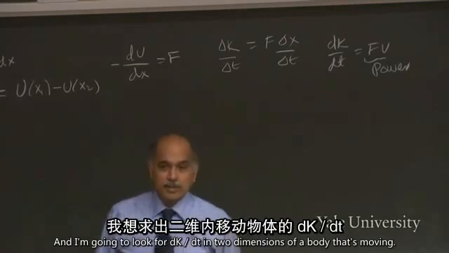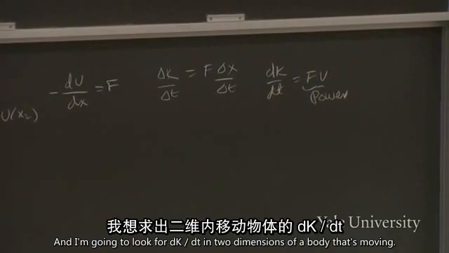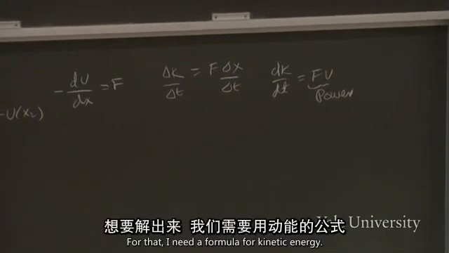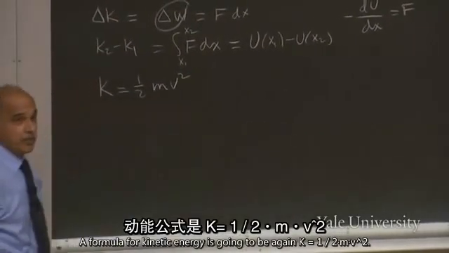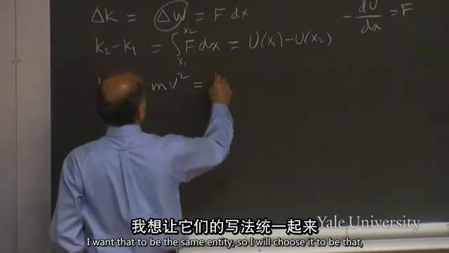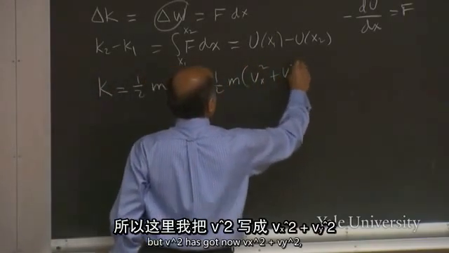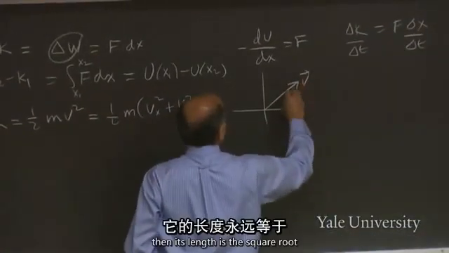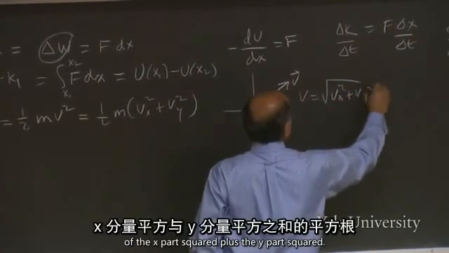I'm going to look for dK dt in 2 dimensions of a body that's moving. What's the rate at which kinetic energy is changing when a body is moving? For that, I need a formula for kinetic energy. Formula for kinetic energy is going to be, again, 1/2 mv squared. I want that to be the same entity, so I will choose it to be that. But v squared has now got vx squared plus vy squared, because whenever you take a vector v, its length is the square root of the x part squared plus the y part squared.